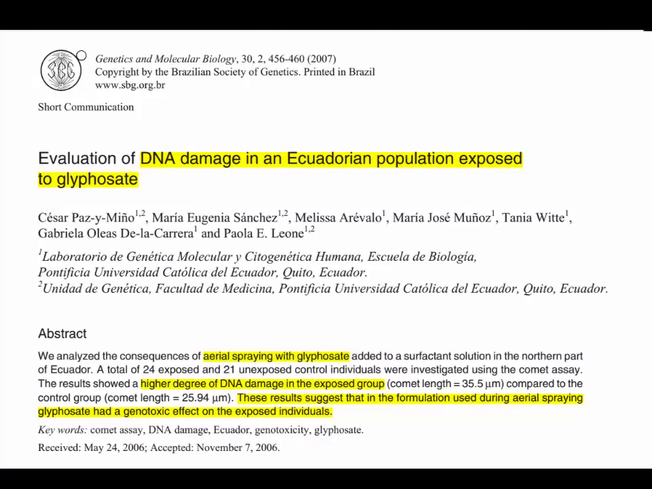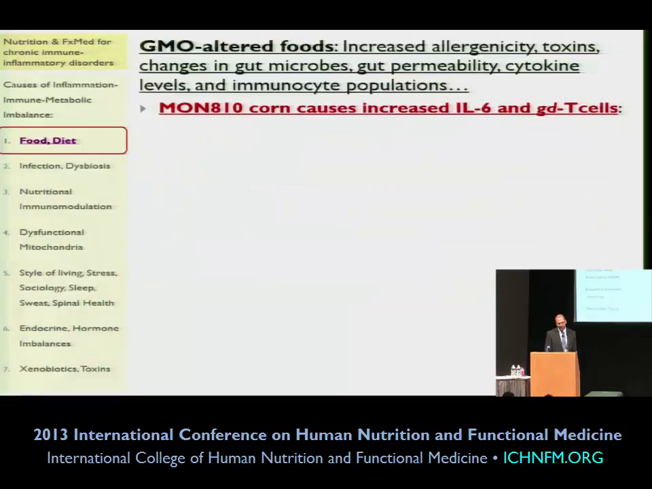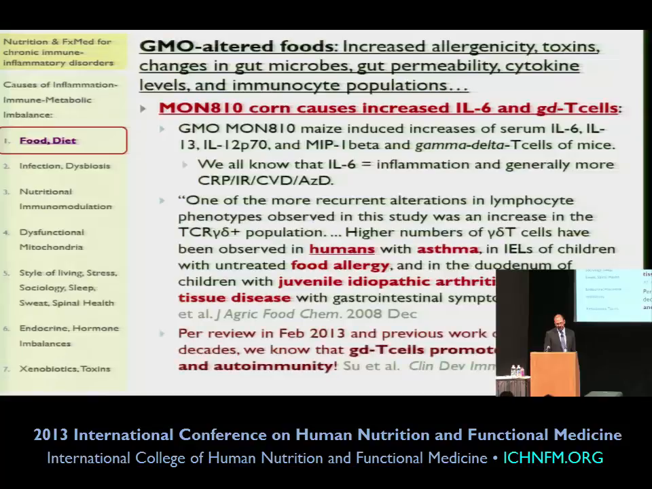In this study of farm workers, what was found is when they were exposed to genetically modified foods, they developed more allergic responses. Immediate hypersensitivity induced by bacteria and transgenic foods. Here's a very important animal study which compared the effect of genetically modified corn to wild-type natural corn. What was shown in this study, and I'll show you a diagram in just a moment, is an almost doubling of a cell population called gamma delta T cells.